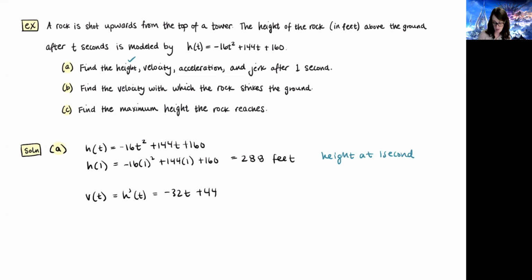Okay, let's plug in 1 for t because we want the velocity at 1 second. Negative 32 times 1 plus 144, that's 112 feet per second. So this is the velocity at 1 second.